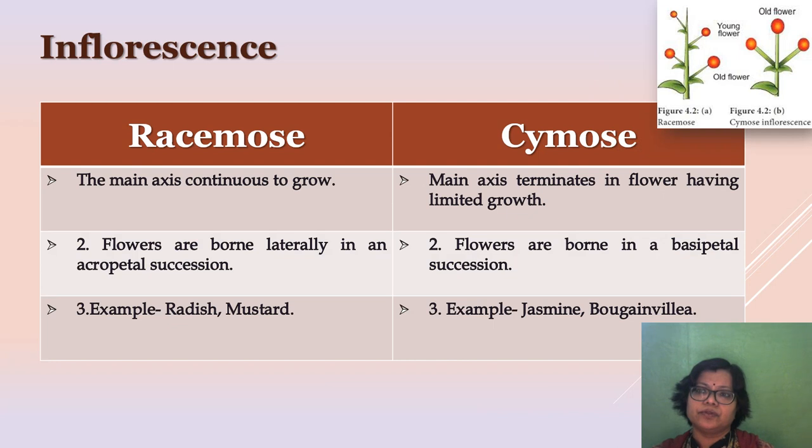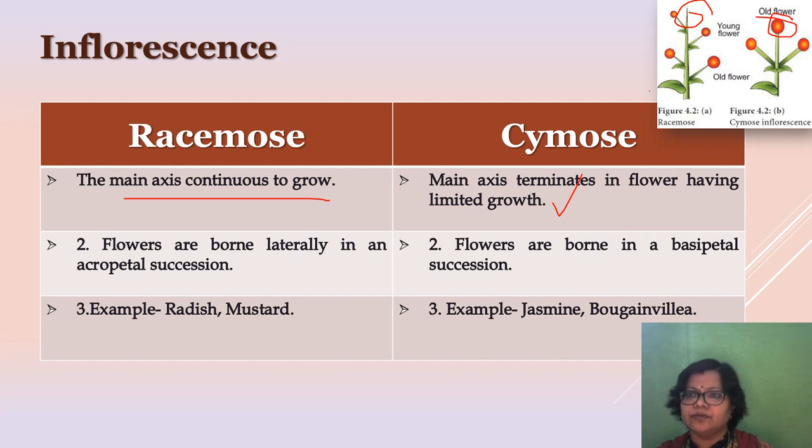Racemose and cymose, in a nutshell, what's the difference? In racemose, the main axis continues to grow. In cymose, however, the main axis terminates in a flower, having limited growth, right? Flowers are borne laterally in an acropetal succession.